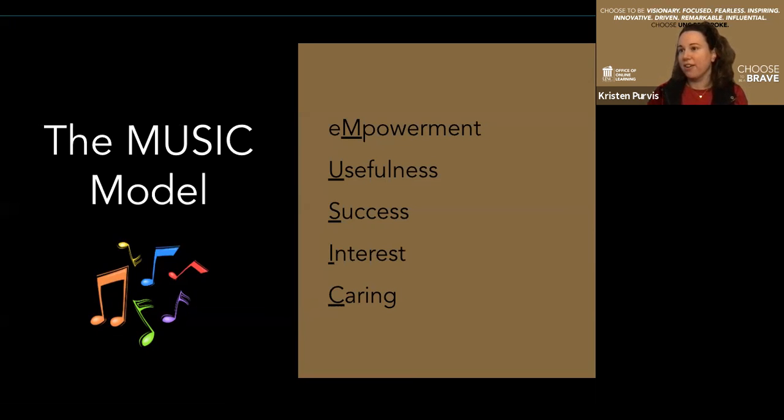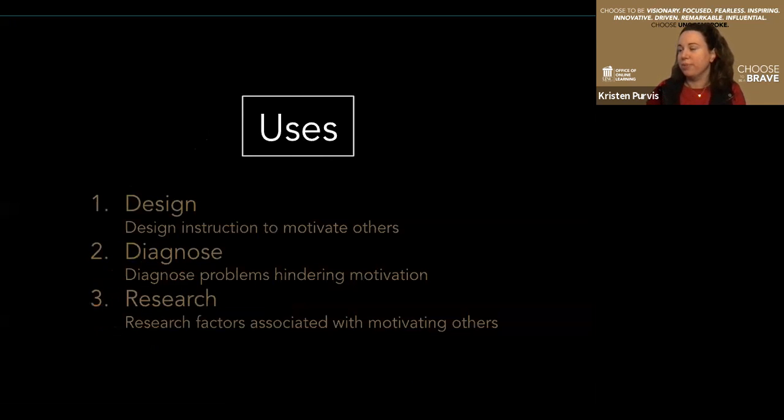Interest means that the content and instructional activities are interesting to the students. And caring means that the students believe that the instructor and other students truly care about their learning and the students as people. So our uses for the MUSIC model are designing instruction to motivate others, diagnosing problems that might hinder motivation, and researching factors that are associated with motivating others.